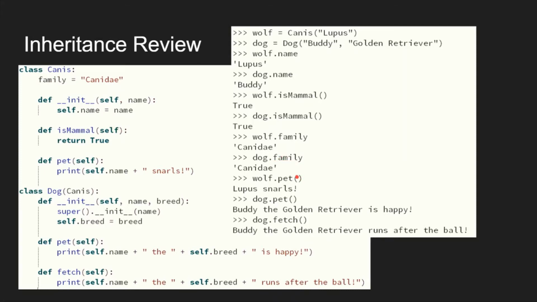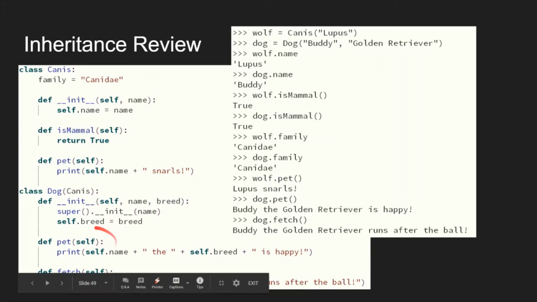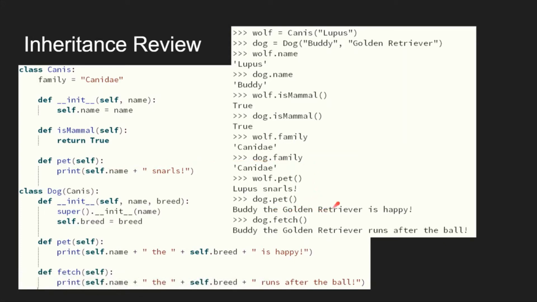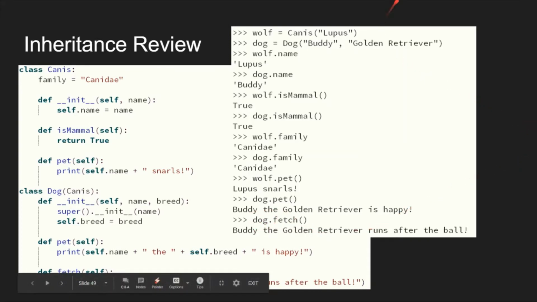Then when we call pet, Lupus snarls because he's a wolf. But when we call dog.pet, it checks the Dog class, and it sees that there's a pet method, so it just runs this. It doesn't bother checking Canis because we've already defined pet here. We've overridden the pet function of the parent class. So we say Buddy the golden retriever is happy. And then we can also call the additional method that we defined, fetch. Buddy the golden retriever runs after the ball.